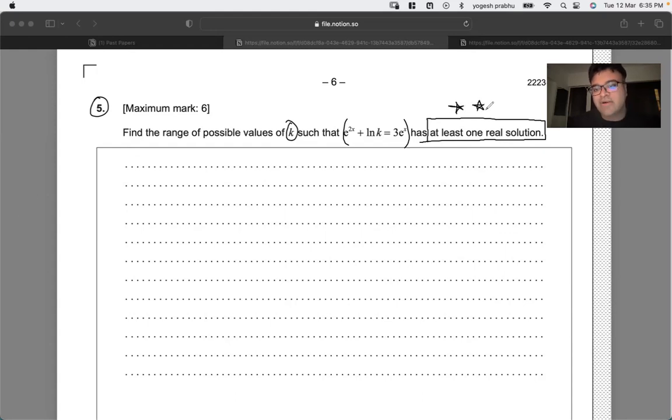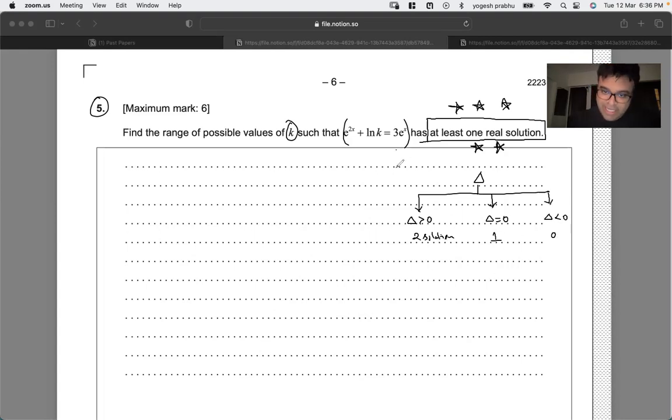When they say at least one real solution, do you know it has to be a concept of, looks like it is a concept of discriminant. Do you remember delta can be in three ways? Either delta can be greater than zero, and then you have two roots, two solutions. If delta is equal to zero, you have one solution. And if delta is less than zero, then there are no real solutions. If you know this concept, looks like we're going to be using this for sure. Clear indication of that. But let's see now how we solve this using that.